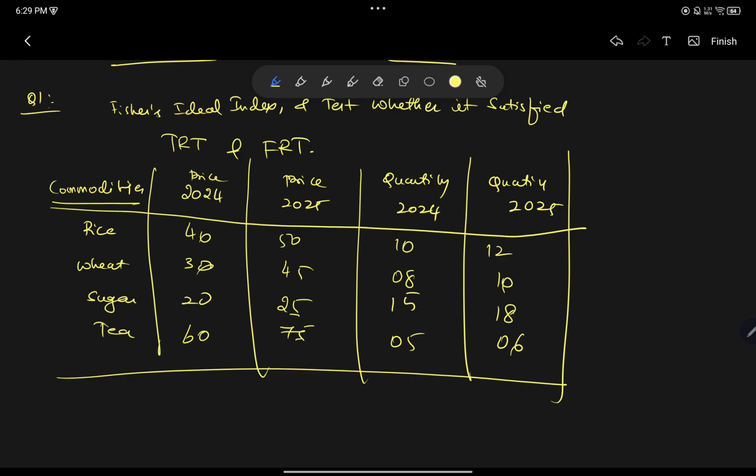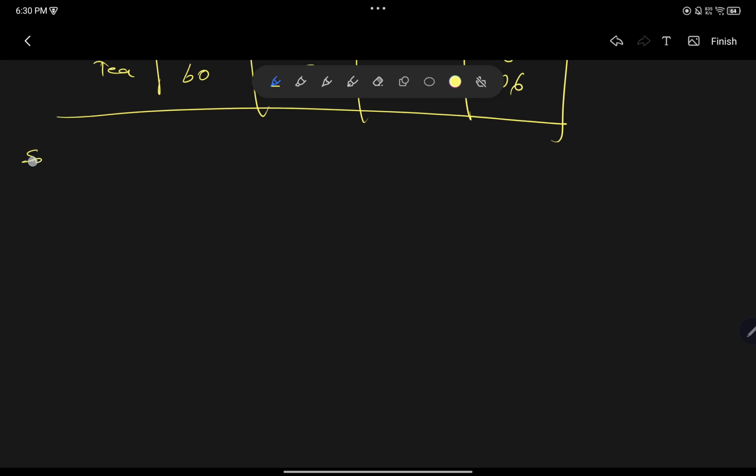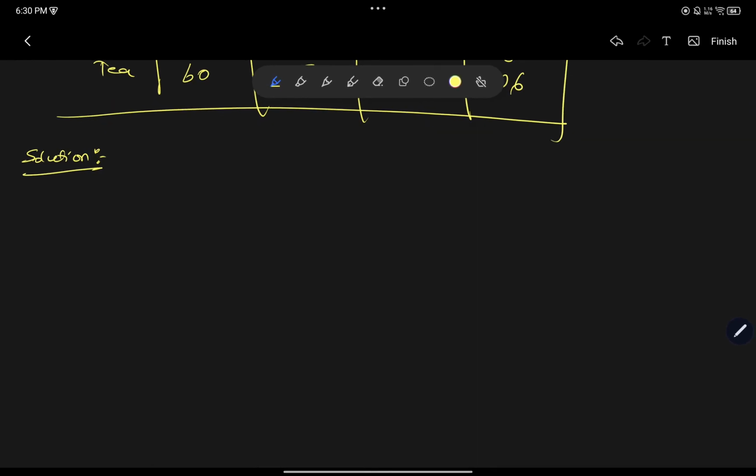Also, they have asked us to calculate time reversal test as well as factor reversal test. You know the formulas. Okay. What you need to do in the examination? First, you write down solution. After writing down the solution, you write down the formula of Fisher's ideal index. Fisher's ideal index is equal to square root of what you will write.